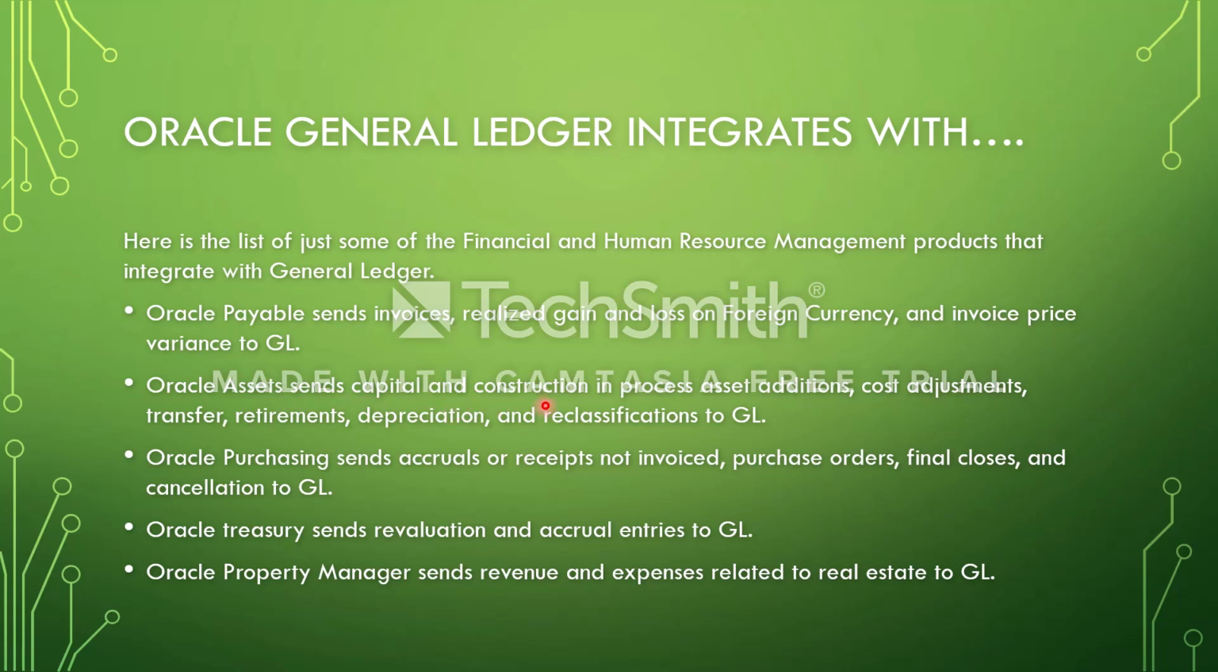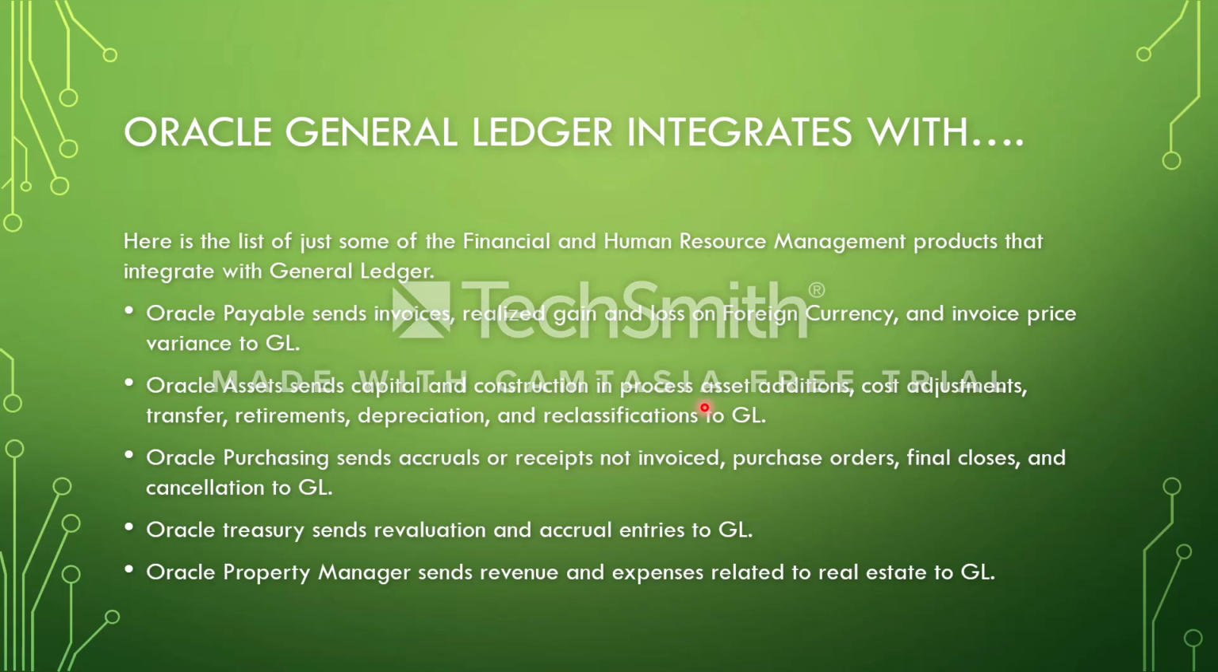Oracle Asset sends capital and construction in progress asset addition, cost adjustment, transfer, retirement, depreciation and reclassified to GL. Wherever there is a journal entry generated, it has to go to GL. So what is construction in progress asset? Anyway, we'll see in the asset module in detail.